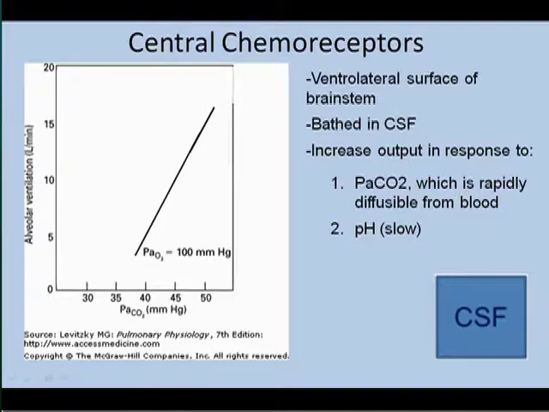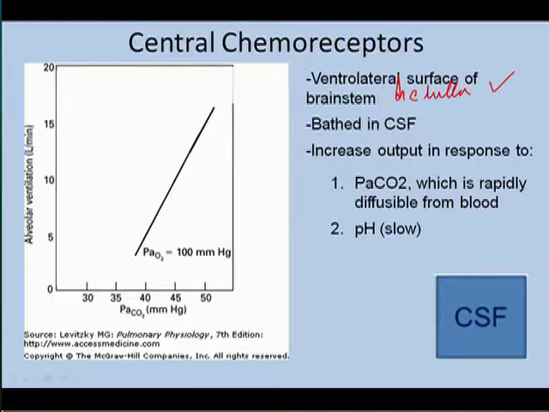These central chemoreceptors are located on the ventrolateral surface of the medulla, which is bathed in CSF. They are also responsive to changes in pH, but this is a slower response because charged molecules don't travel across the blood-brain barrier as quickly as carbon dioxide.